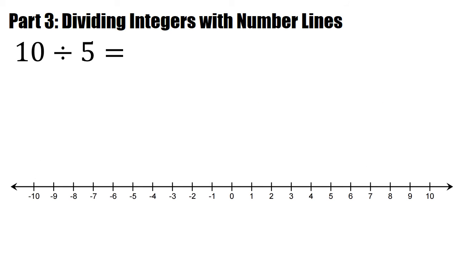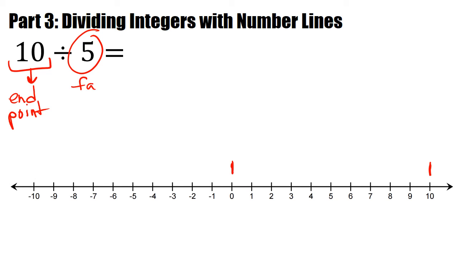All right, we are now in part 3, which is dividing integers using a number line. We're given this information here. We have 10 divided by 5, and we have our number line. 10 is going to tell us that our endpoint is going to be +10. Our starting point is 0, and our endpoint is +10. We have +5 here, so +5 is telling us that we're going to face right on our number line, and then we're going to go 5 units for each step.